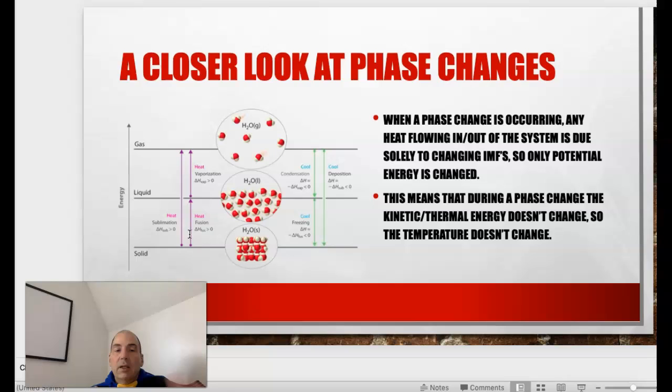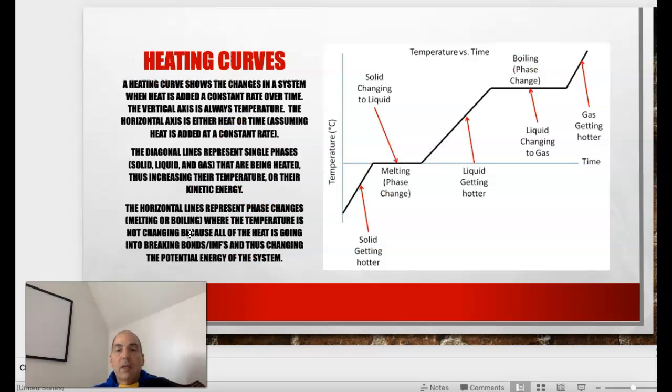So again, it's all about heat flow, whether we're breaking IMFs or making IMFs. I'm not going to go into that too much further. You can look at that diagram more if you like. We've talked about heating curves already, and we've talked about the idea that the flat or horizontal lines are where phase changes are going on.